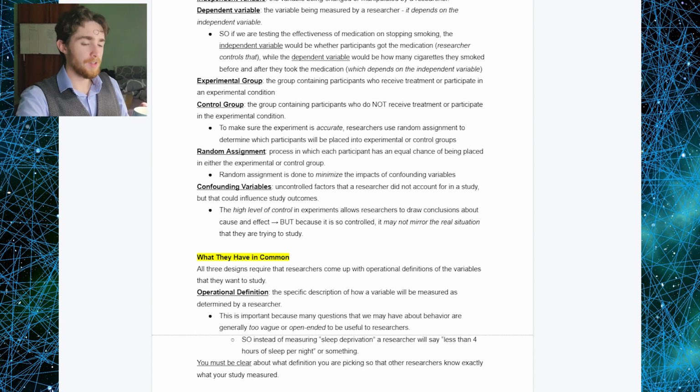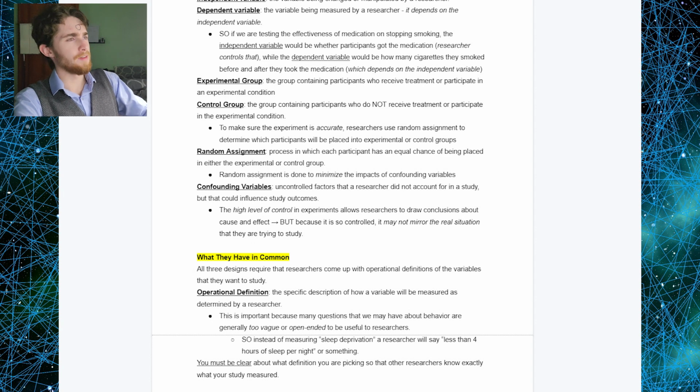To finish off with the experimental stuff, I just want to note that the high level of control in experiments allows researchers to draw conclusions about cause and effect. But because experiments are so controlled, they may not mirror the real situation that they're trying to study, right? So the lab may be too artificial. What we do in the lab may not reflect the real world because of how controlled it is.